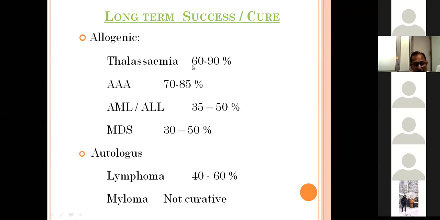Thalassemia, again, depending on the factors, success rate is 60 to 90. Acquired aplastic anemia, about 70 to 85. Acute myeloid leukemia, acute lymphoid leukemia, less than 50%. Myelodysplasia, less than 50%. Autotransplant, I told you, autotransplant is typically done in lymphoma and myeloma.